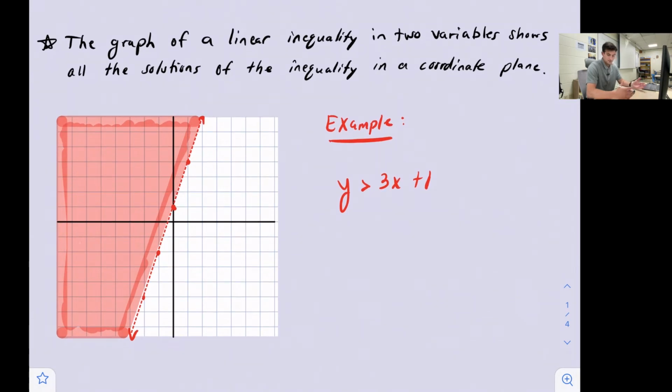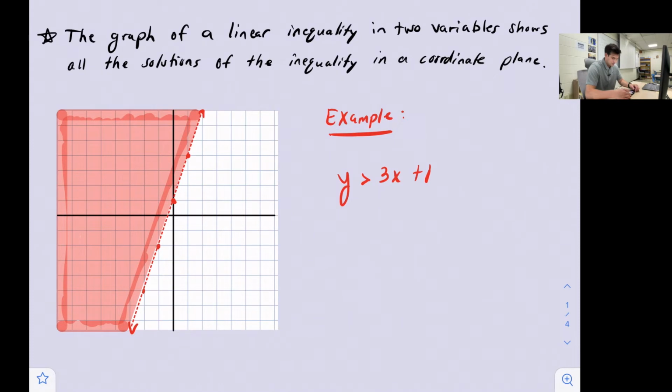Notice we have some shading here. The example we're looking at is y is greater than 3x + 1. We graph just as if we were graphing a slope-intercept form equation: we begin with b and move with m. Our line has a y-intercept of 1, and our slope is 3, so we go up 1, 2, 3 and right 1. Notice this line is dashed.